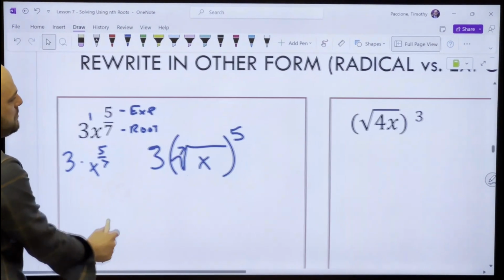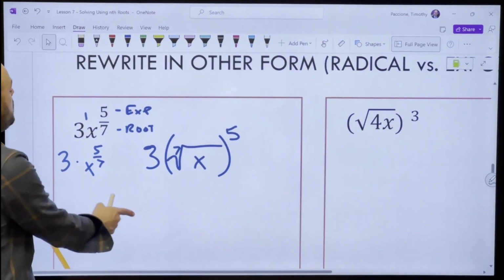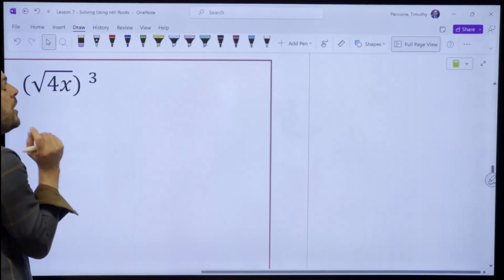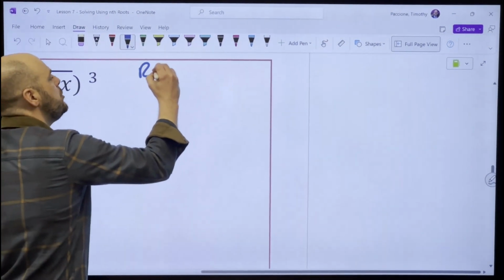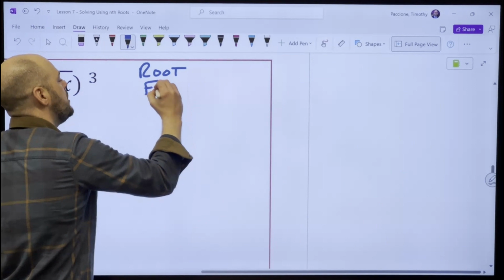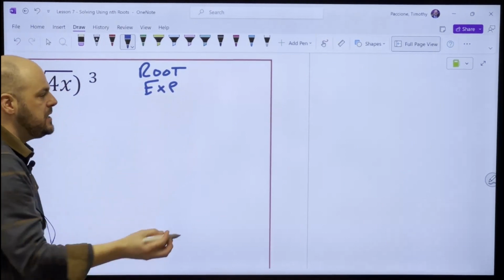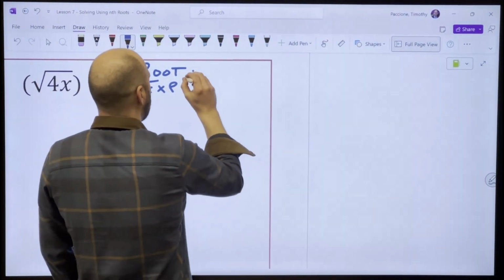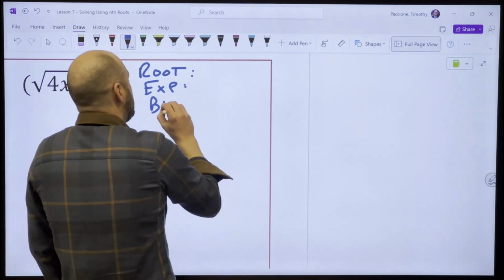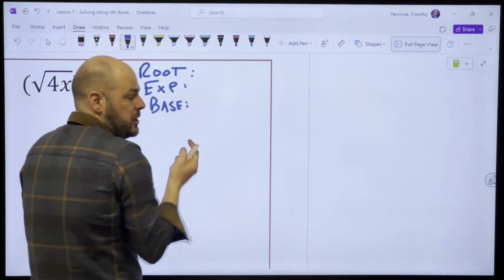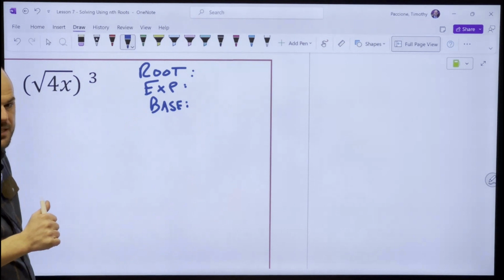All right, so the next problem is kind of like the opposite version of that. Same deal: you want to know root, exponent. And I would actually add a piece here, and you could do this for both types of problem. What's my base? If you did this for the last one, you would have just said x, and it would have helped you catch this, right?